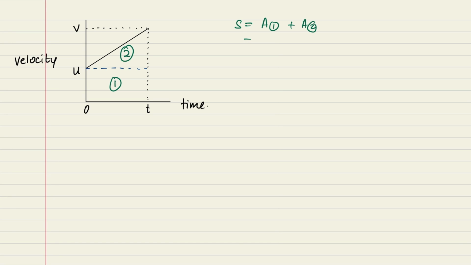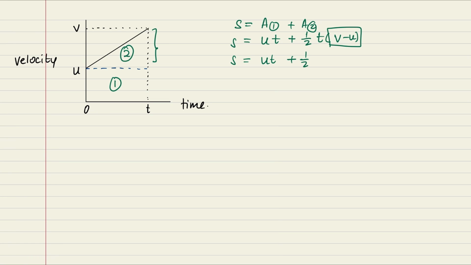Now area 1 is a rectangle, so it's simply going to be length times breadth. So u times t, plus the triangle is going to be half. Now the base is t and the height is going to be this, which is v minus u. Now we're not done yet. So s is going to equal ut plus half. Now we need to get rid of the v minus u.